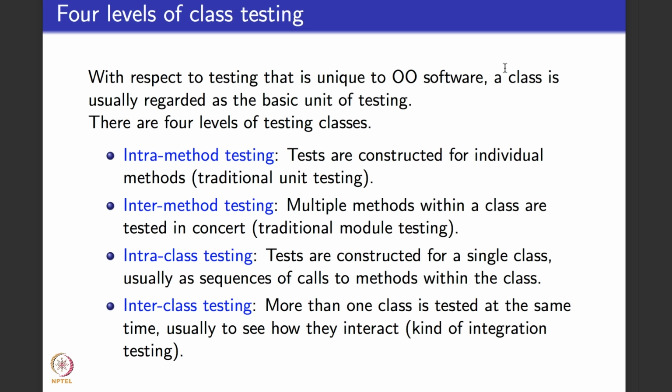The next is intra-class testing, that is testing within a class. What happens here? Tests are conducted for a single class that's fixed to be tested at a particular point in time. Usually, the tests are a sequence of calls to methods within a class. So this class will define several methods. A test case for the whole class will involve calling each of the methods, a select set of methods, and so on. Finally, the full-blown object-oriented testing feature is inter-class testing, where more than one class is put together and tested at the same time, usually to see how they interact. We will be considering inter-class and intra-class testing in these lectures.